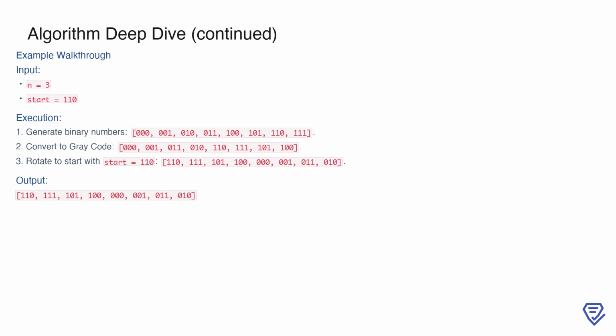Now, we need to rotate the sequence to ensure it starts with the start value, which is 110. Finding the position of 110 in the sequence and rotating it results in 110, 111, 101, 100, 000, 001, 011, 010. This rotated list is the final gray code sequence that satisfies the problem's requirements. The output, therefore, is 110, 111, 101, 100, 000, 001, 011, 010.